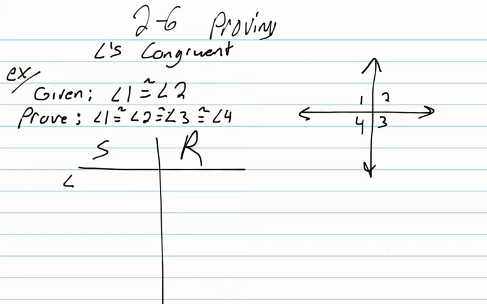So first step to a two-column proof is to state the given. It's telling me that angle 1 and angle 2 are congruent. We're trying to prove that all of these are congruent. If angle 1 and angle 2 are congruent, then all of these are congruent. So if that guy and that guy are congruent, then they're all congruent, but we have to get there using some justifications.